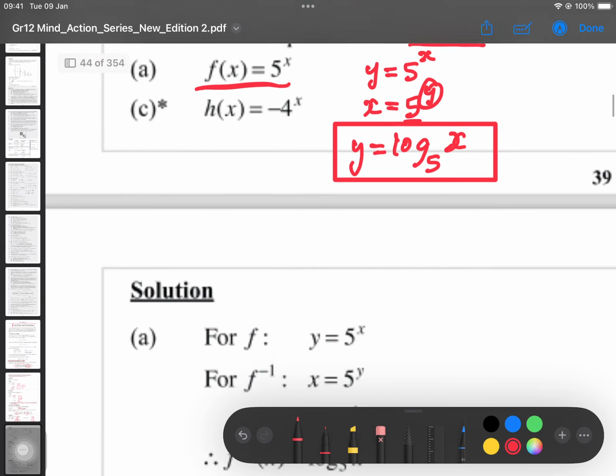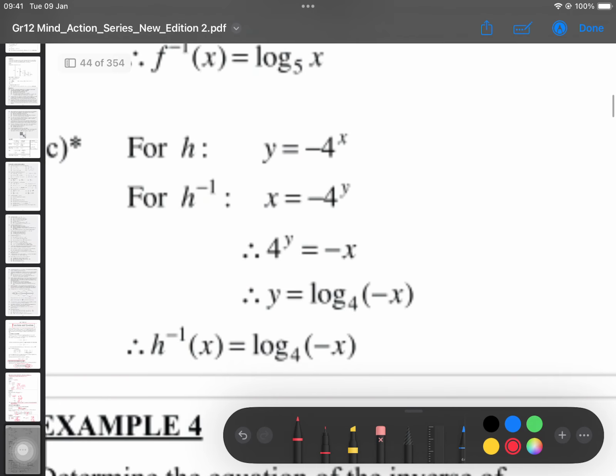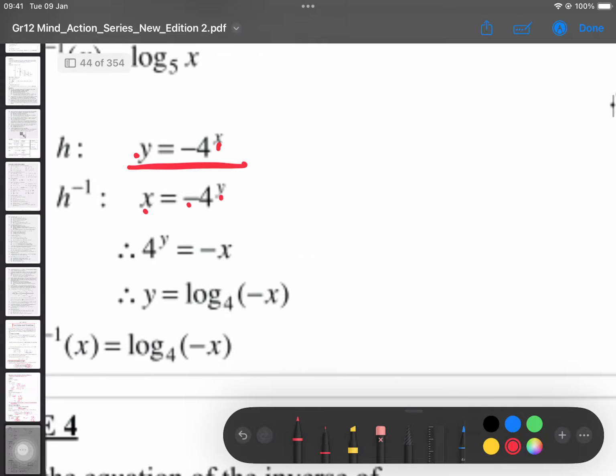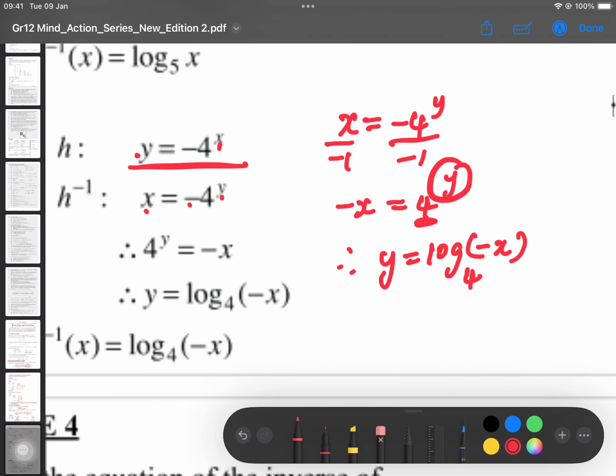Next one, when you have a negative there, it goes to c. There it is. So first write it in the form y, swap the x and the y, as you can see there. And then divide by this negative first. So before you can change it to log, I'm going to have this divided by negative 1 first. Every single time, please do that. 4 to exponent y. Therefore, this equals log base 4 of negative x there.